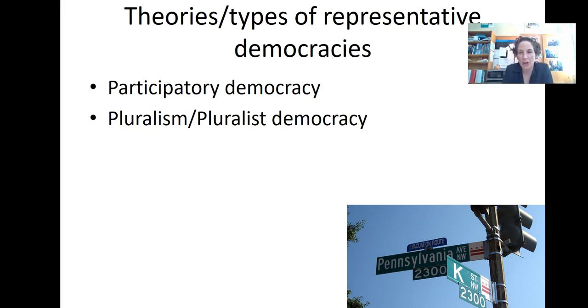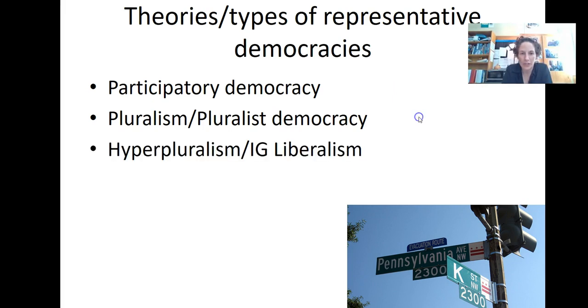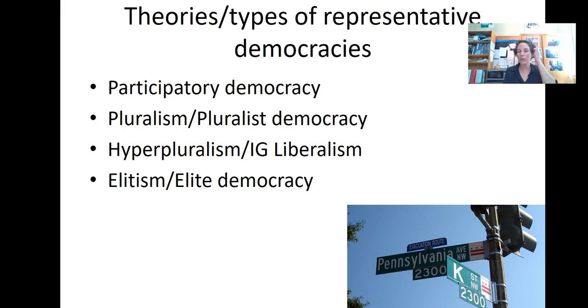So this one has fallen out, and there's two other theories that people have these days for how our democracy is doing. There's hyperpluralism, which also is called interest group liberalism, and elitism or elite democracy. These two are pretty similar. So I'm going to go on for a while about hyperpluralism.